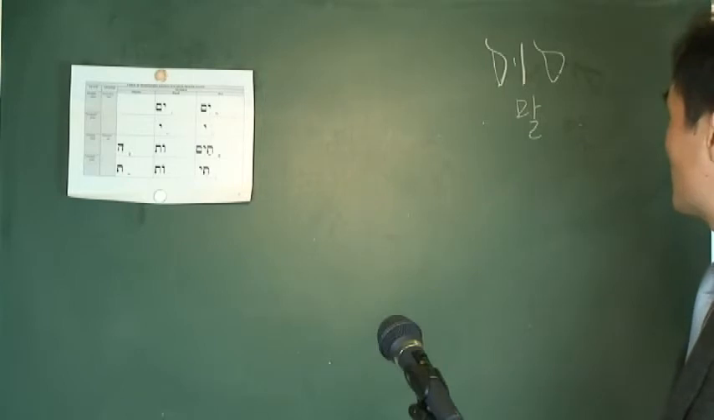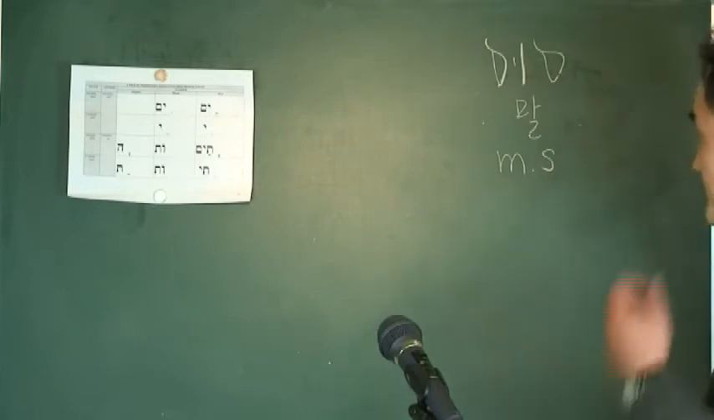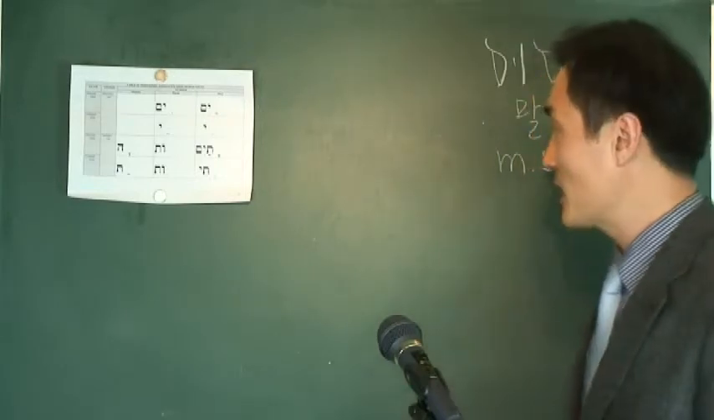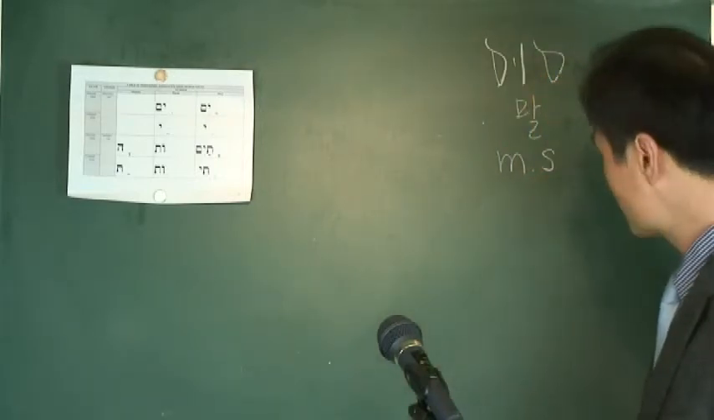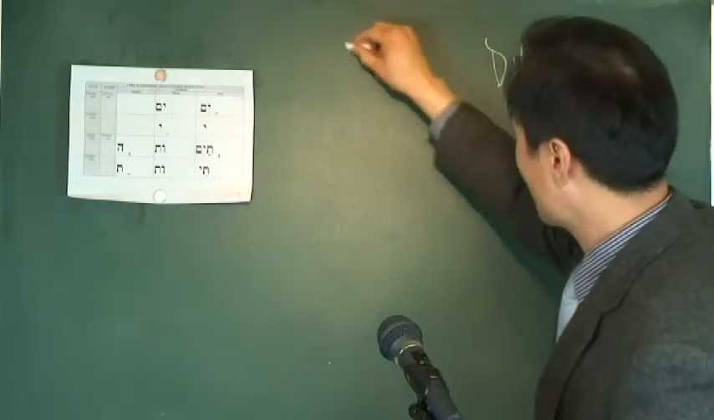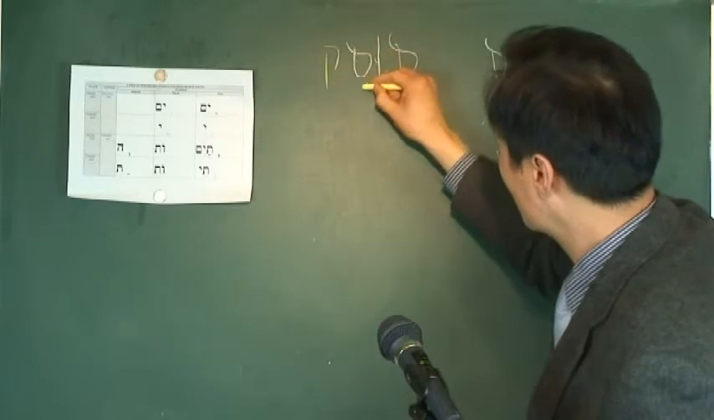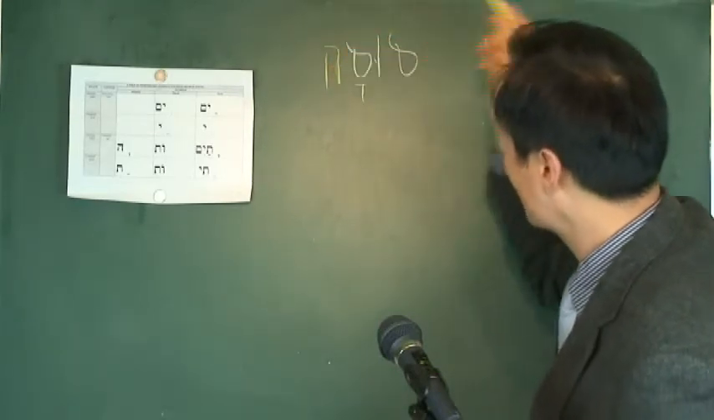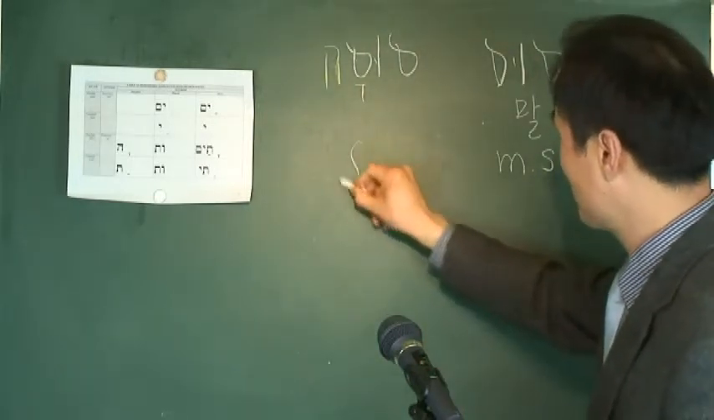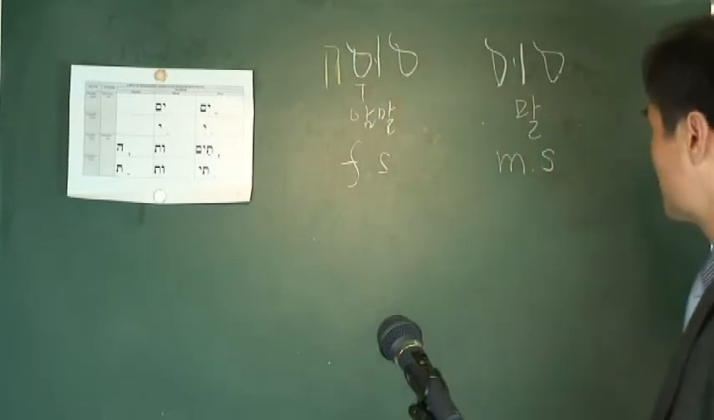The Hebrew noun sus means horse. This is a masculine singular noun. To change this into a feminine form, we would add the ending a. This means a female horse.